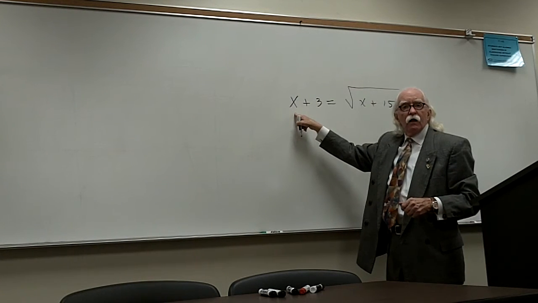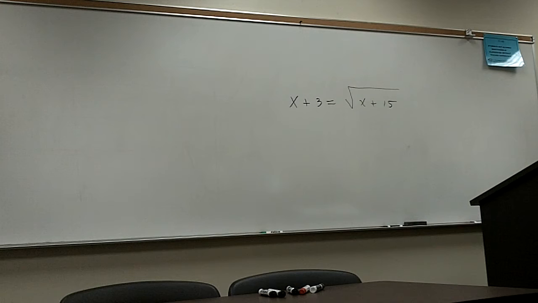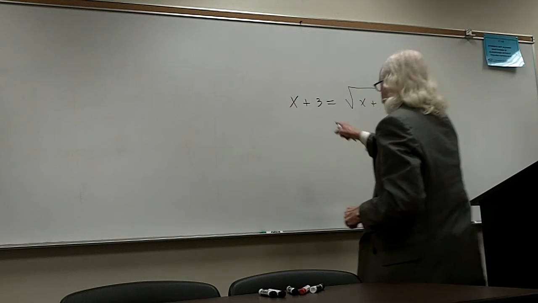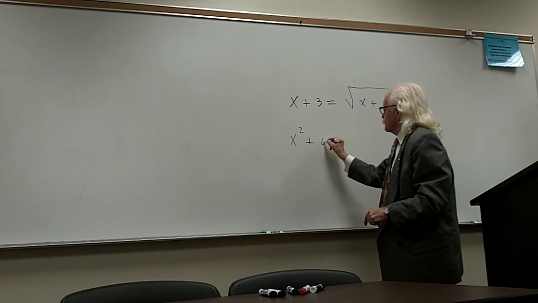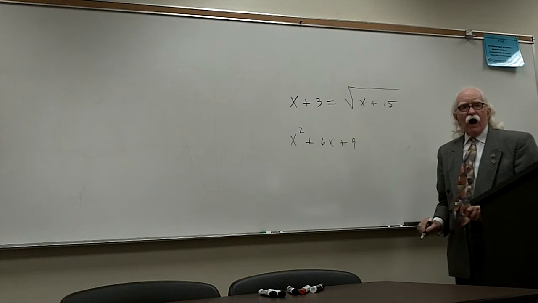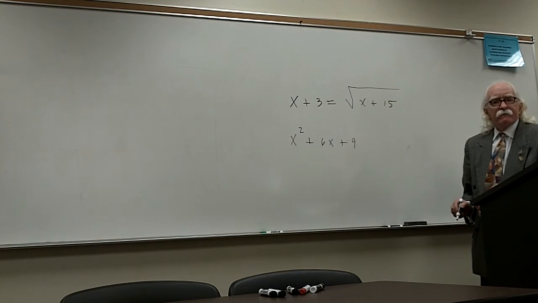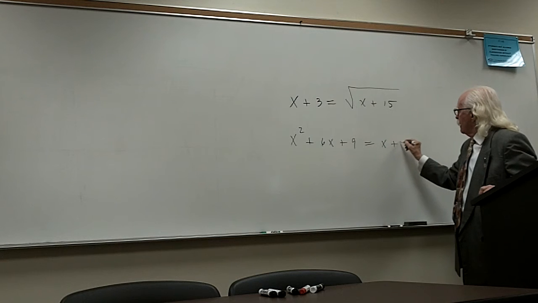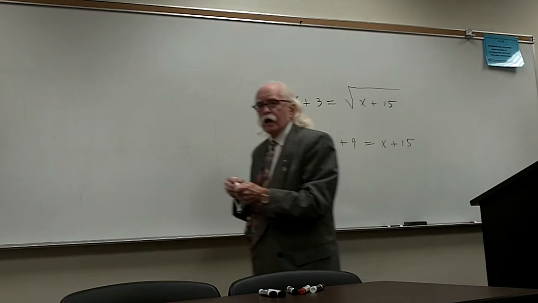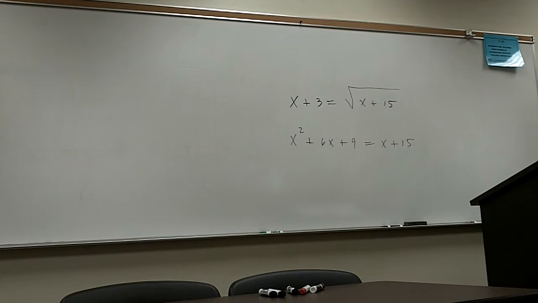X squared plus 9. If you ever do that again, I will take a pair of needle nose pliers and pull your fingernails out. That's sinful what you just did. You just committed a cardinal sin in math. I squared this side, you get x squared plus 6x plus 9. You do not square each term. Boy, you sat there and let him do it.